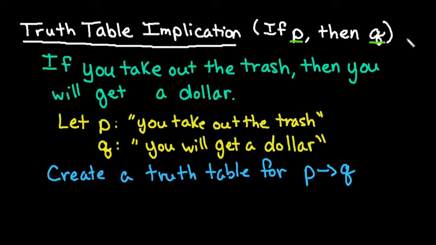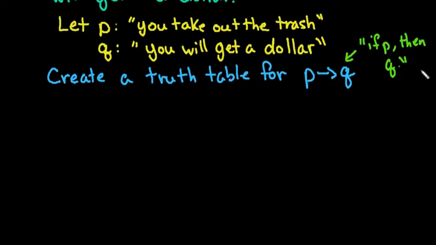If you take out the trash, then you will get $1. So we're going to let P equal the statement you take out the trash, and Q represent the statement you will get $1. So we're going to create a truth table for if P then Q. So this right here is just read as the if P then Q. Alright, so let's get started with our truth table.